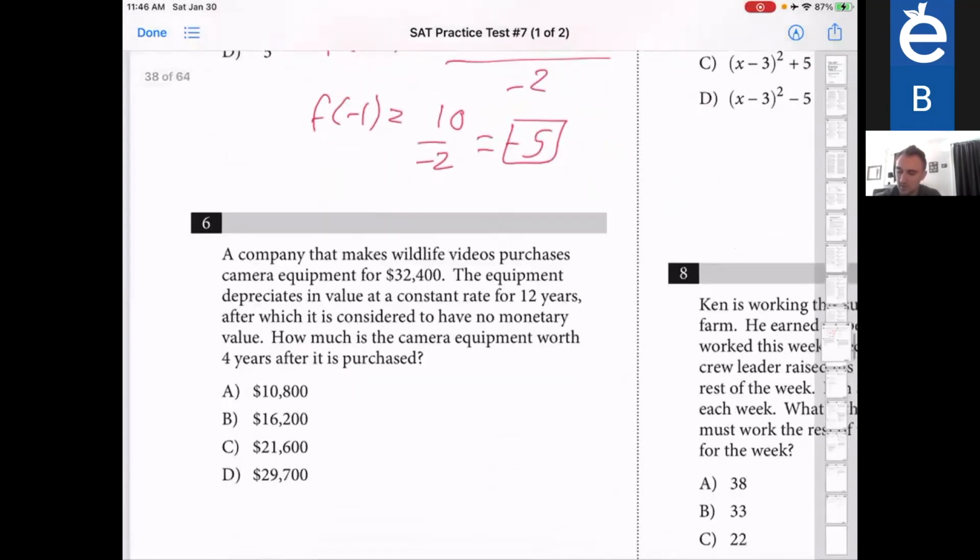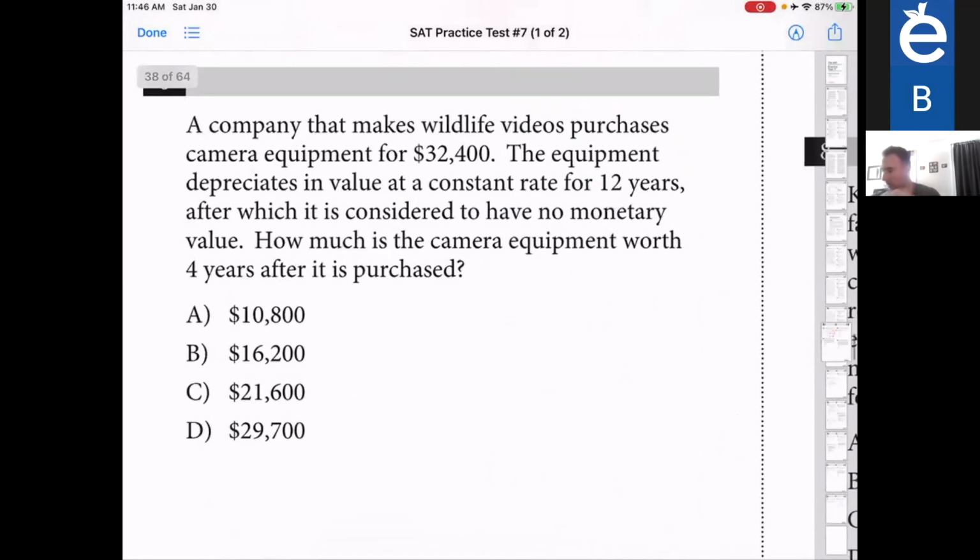Okay, number 6. A company that makes wildlife videos purchases camera equipment for $32,400. The equipment depreciates in value at a constant rate for 12 years, after which it is considered to have no monetary value. How much is the camera equipment worth 4 years after it's purchased?